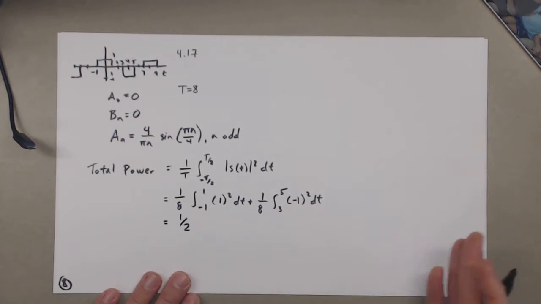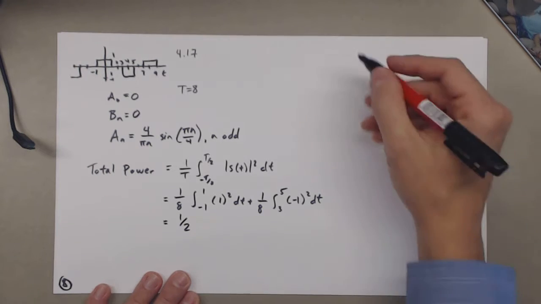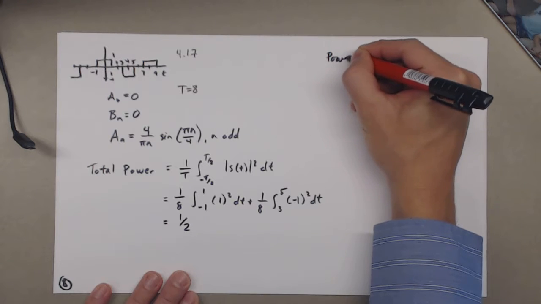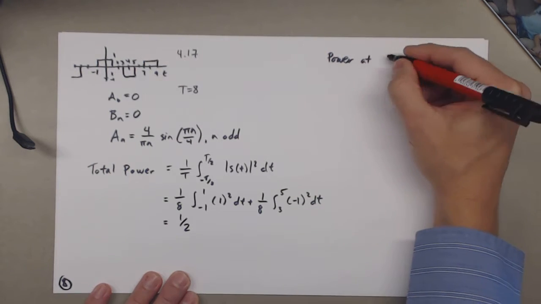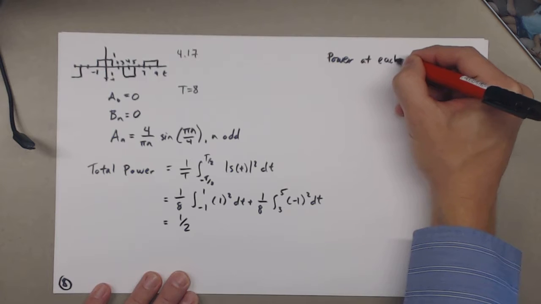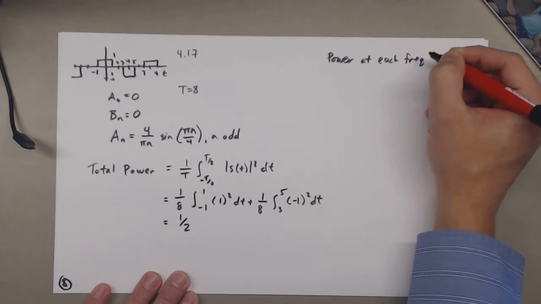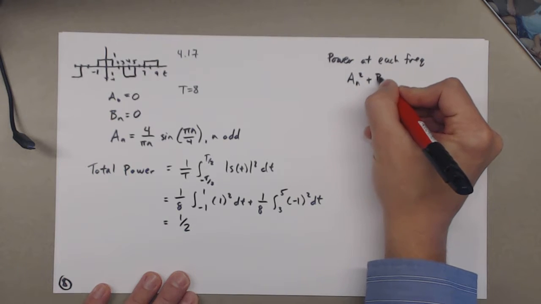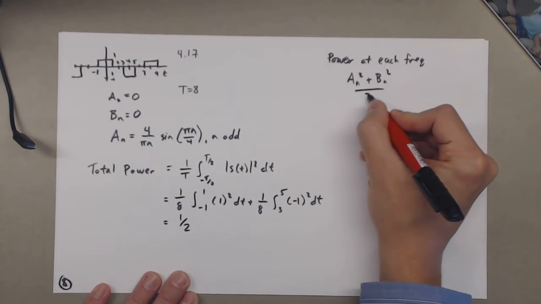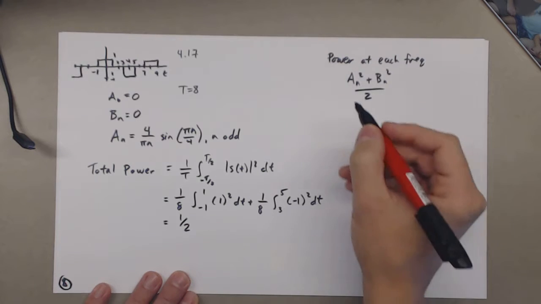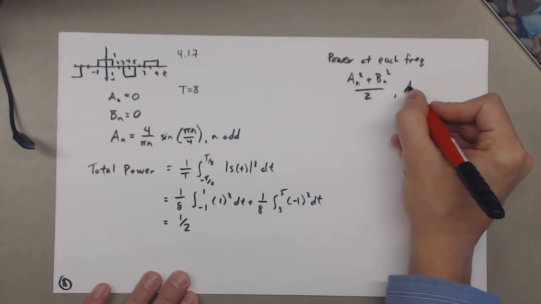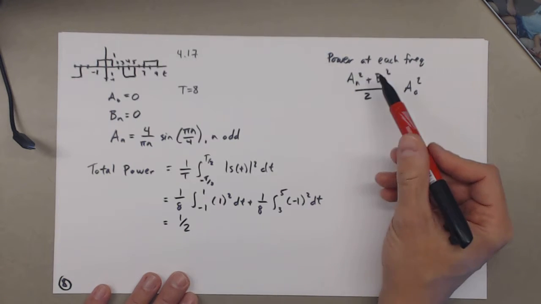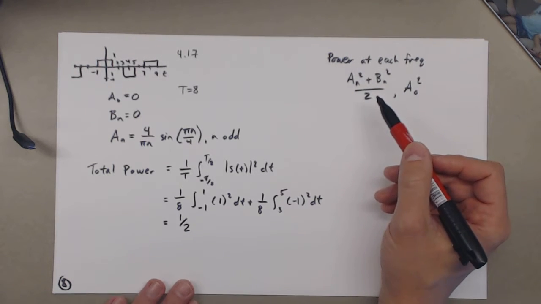Okay, how do we find the power in the fundamentals? For each n, power at each frequency is found in general by an squared plus bn squared over 2, right? And if we had an a0 term, it would just be a0 squared. In this case, bn's are 0, so we just need to find an squared over 2 for each of these.